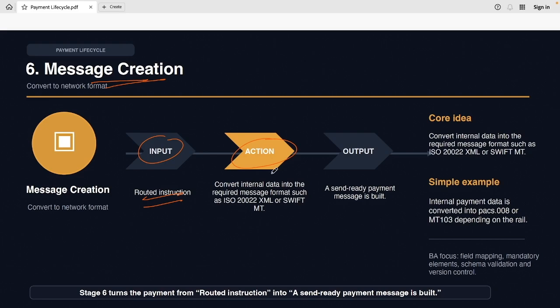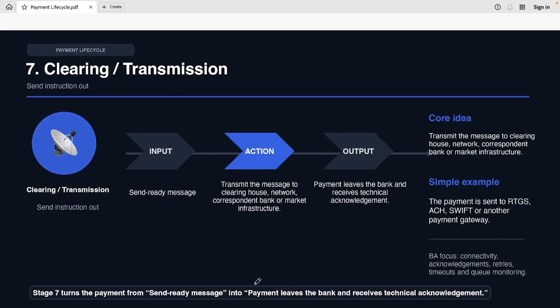And the output is a send ready payment message. So if the message to be sent is in ISO format, the output should basically be ready in a XML MX format. In short, stage 6 basically converts the routed internal instruction into a standard message that the external network or receiving institution can understand. Okay, now the seventh stage is clearing or transmission.